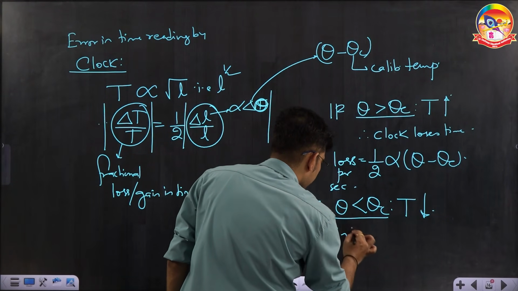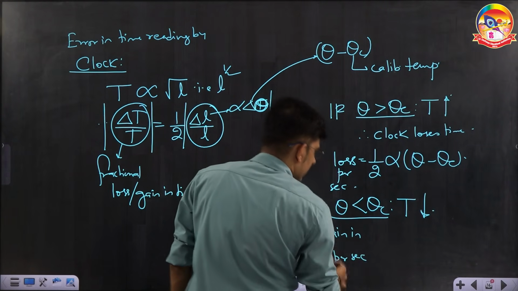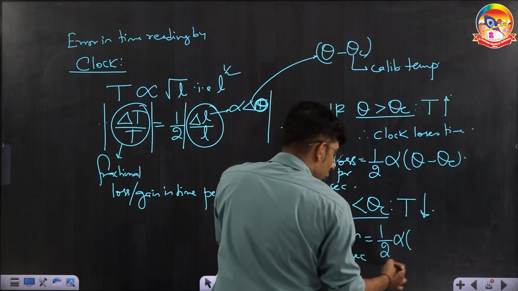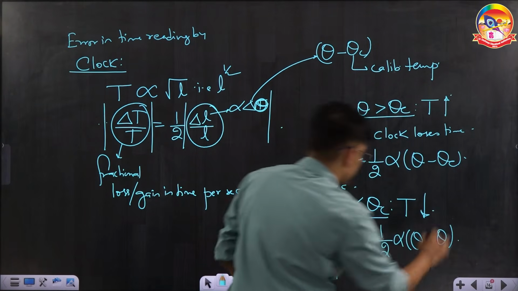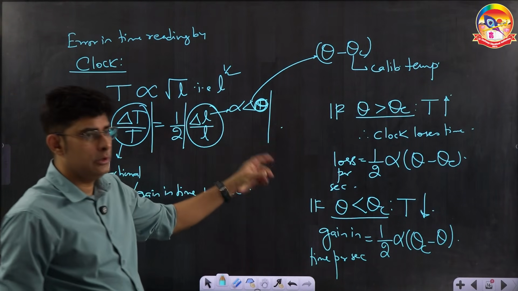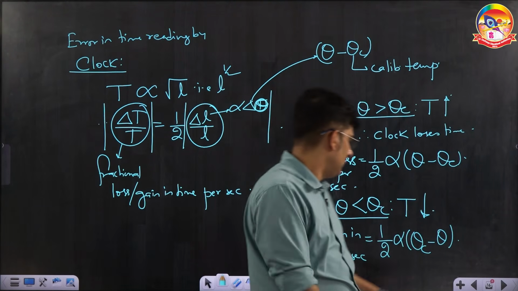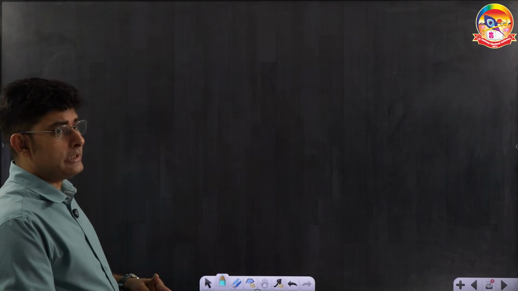So gain in time per second, this value will become half alpha delta theta. Now mod we have to take, obviously it will become theta c minus theta, because always you have to take the magnitude. So we will write half alpha theta c minus theta per second. Clear? So these were some important applications.